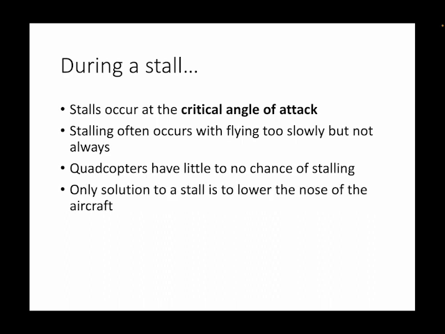And the only solution to a stall is to lower the nose of the aircraft. This is a very important thing you should note. It will probably show up on the FAA exam. The only solution to stalling is to lower the nose of the aircraft.